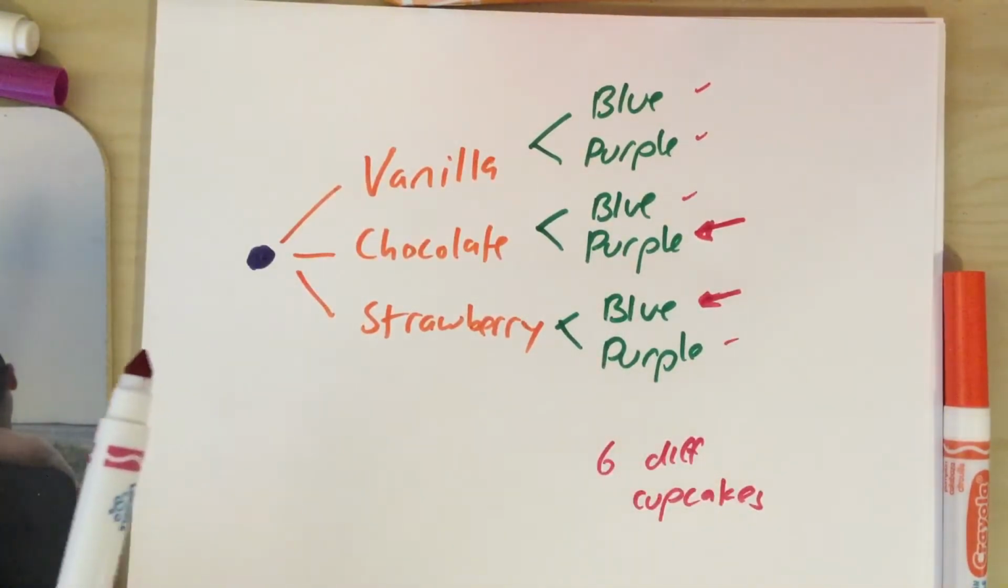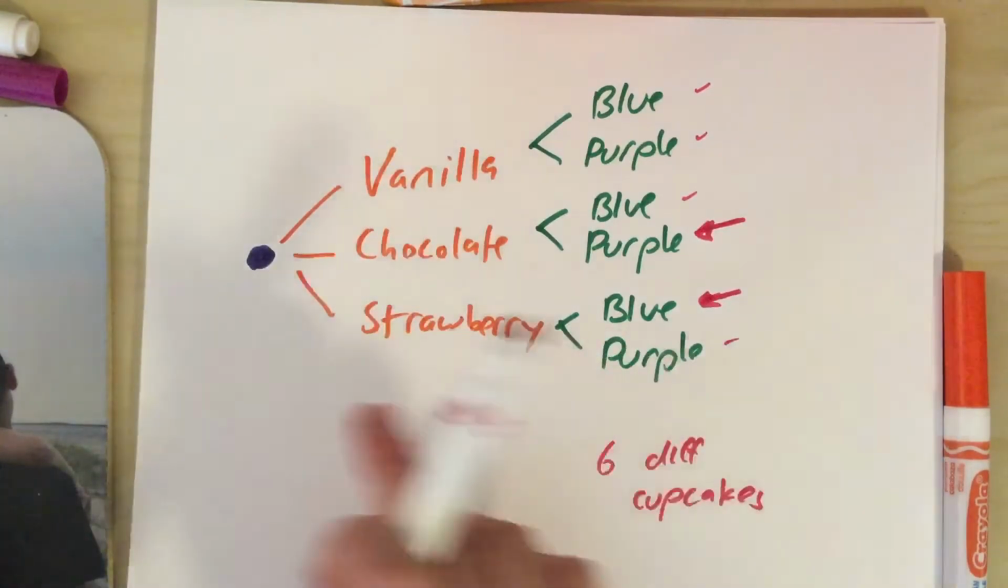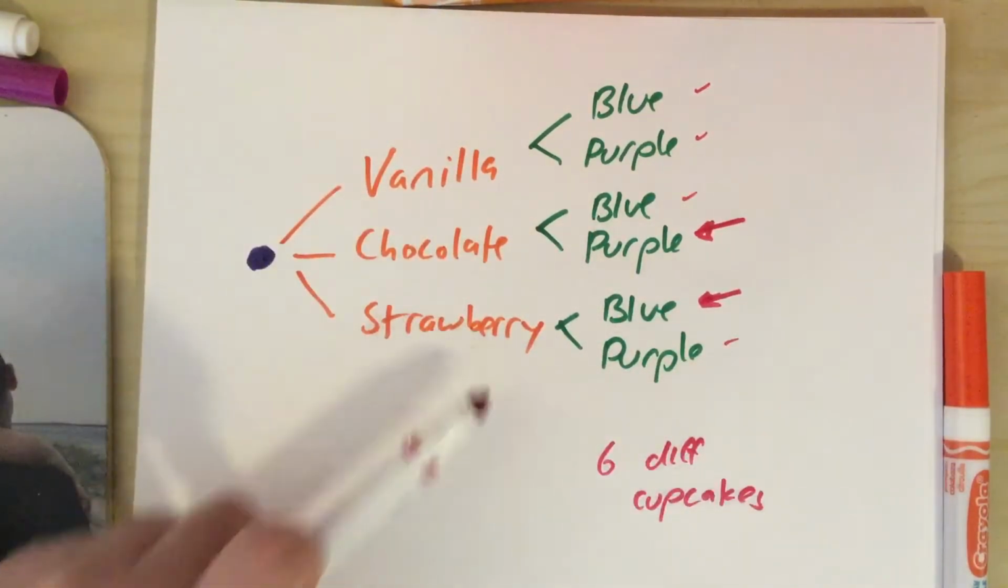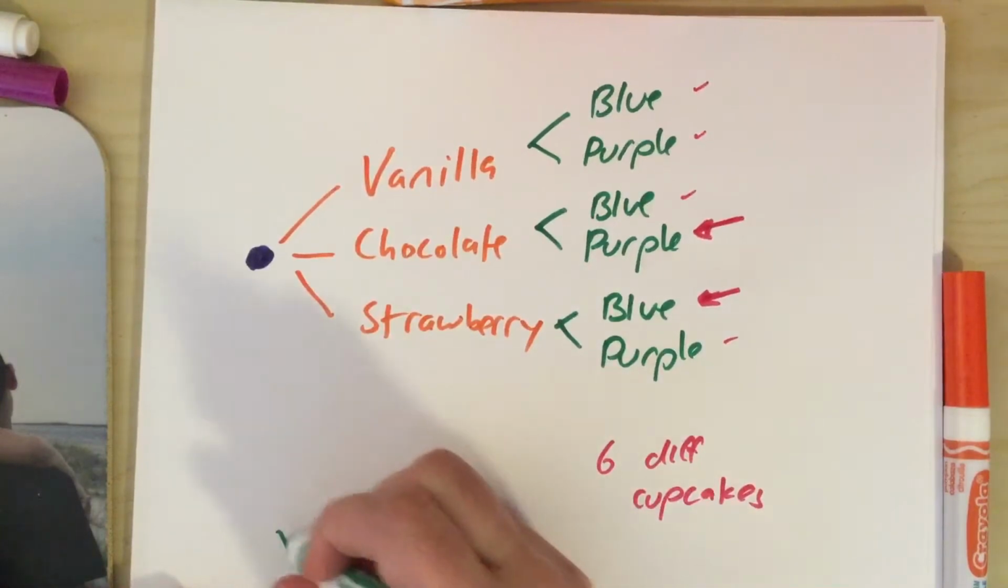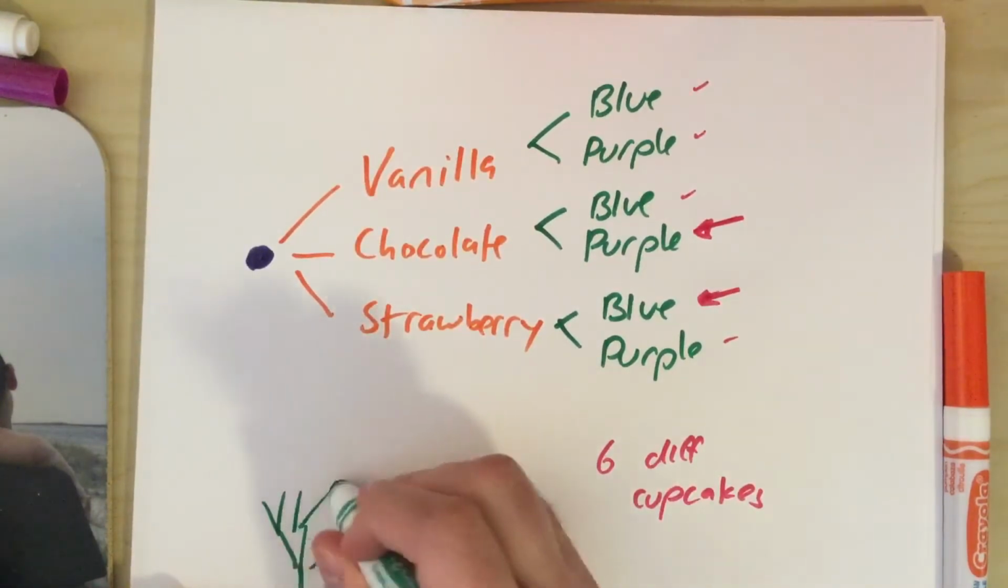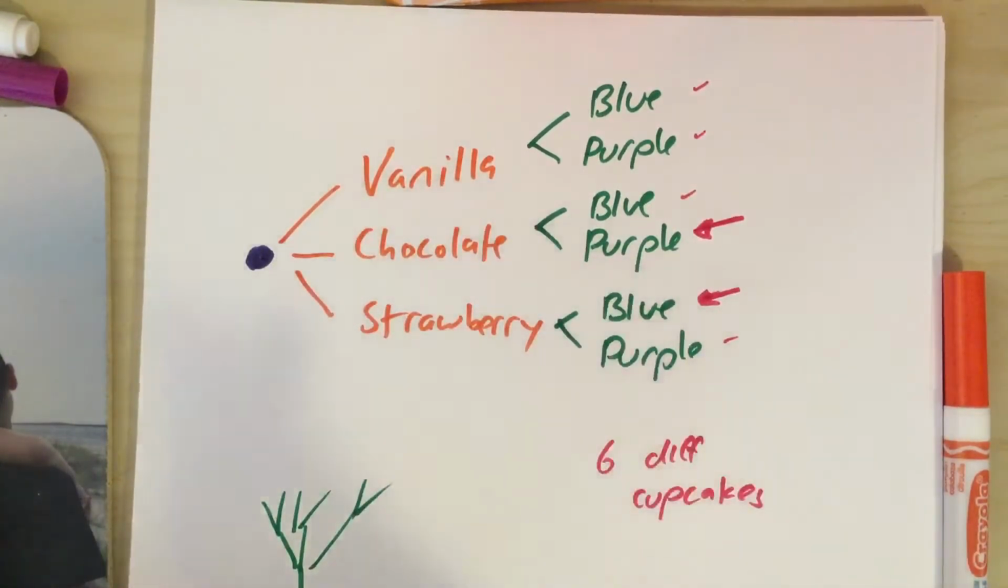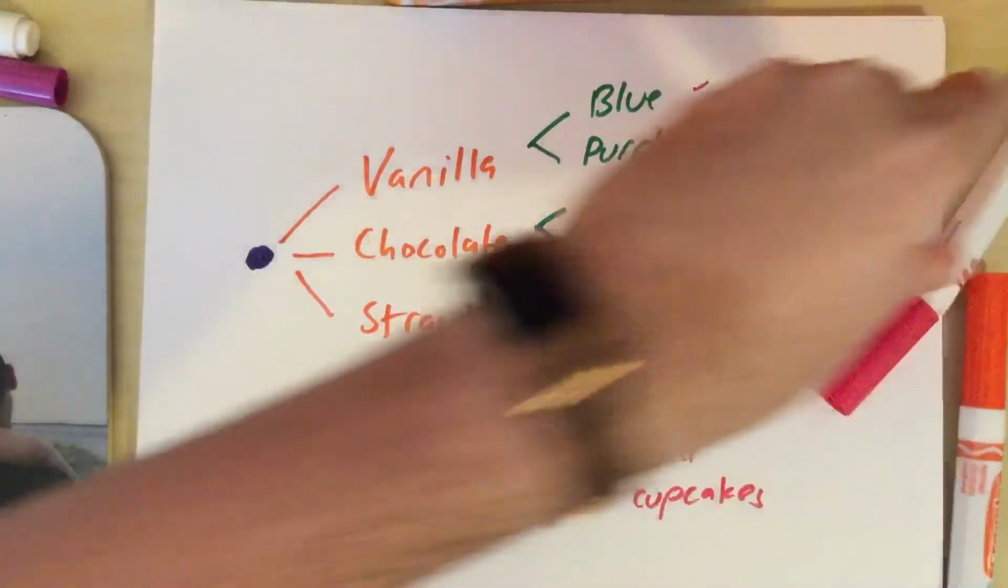And we call this a tree diagram because it kind of looks like a tree, right? There's some branches and then some more branches coming out. It's a tree. Okay, let's do another one. So example 2.